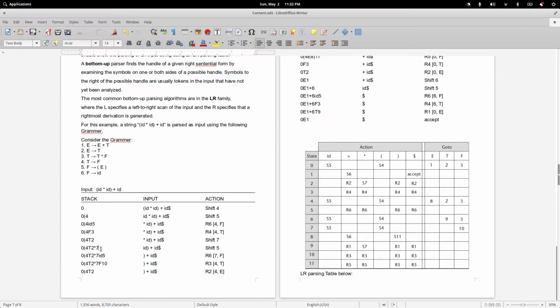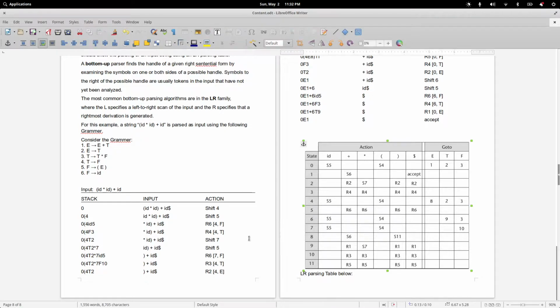And now our positional marker is looking at 7 id. 7 id is shift 5. So now we shift another token over, so now we have 7 id and we cap it with 5 again. Our shift, and now we're looking at 5 with the closing parenthesis. 5 closing parenthesis is rule 6.